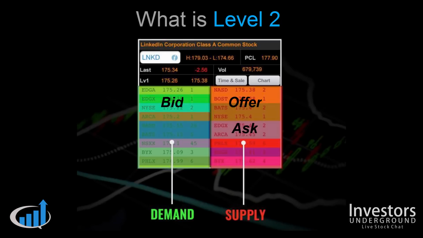So right now, there's nothing happening. Right now, it's 175.26 by 175.38. Until somebody bids a bit higher or until the offer comes down a bit, there may not be a transaction that occurs.